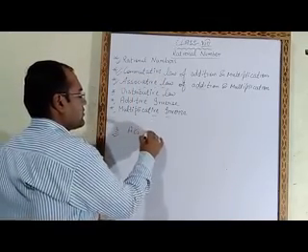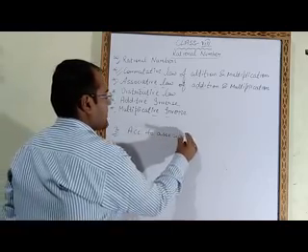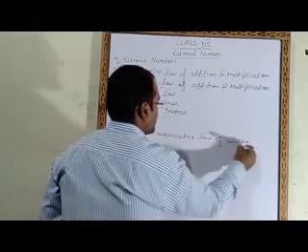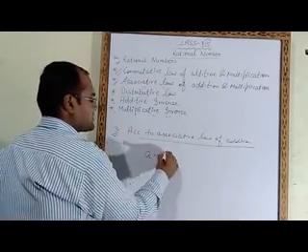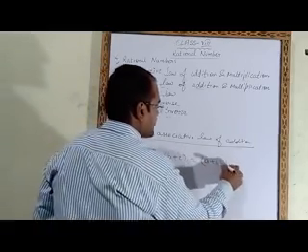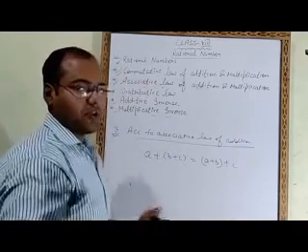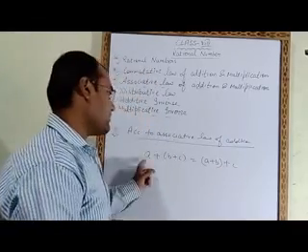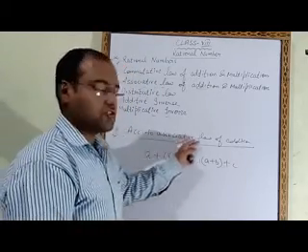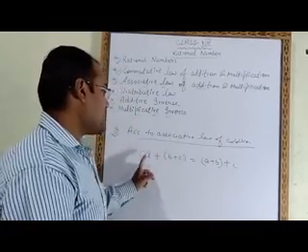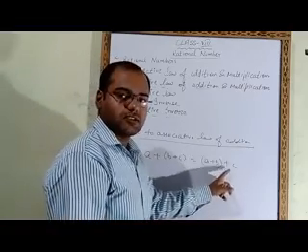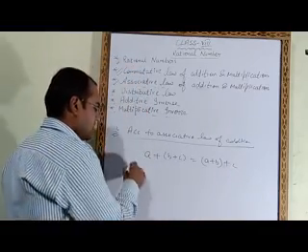So according to the associative law of addition, (A + B) + C will be equal to A + (B + C). Three values will be given in the question. First value is A, second value is B, third value is C. So according to the associative law of addition, (A + B) + C is equal to A + (B + C).